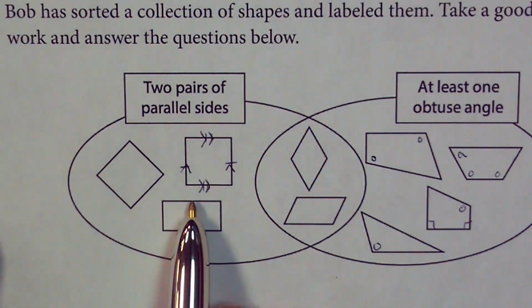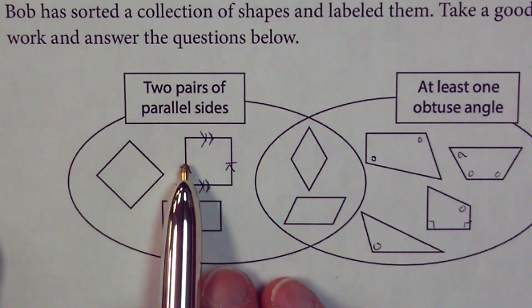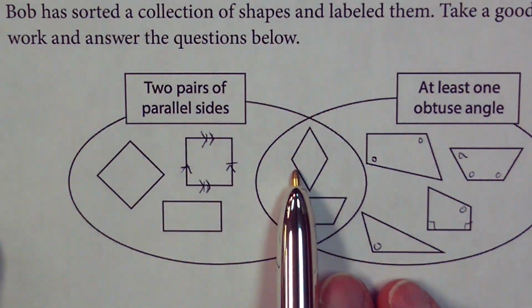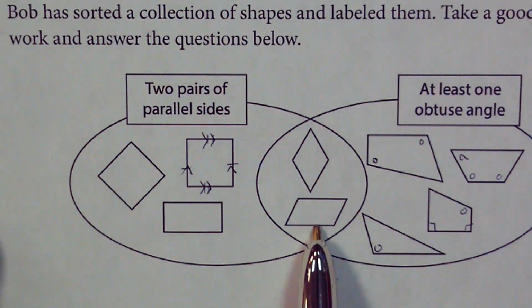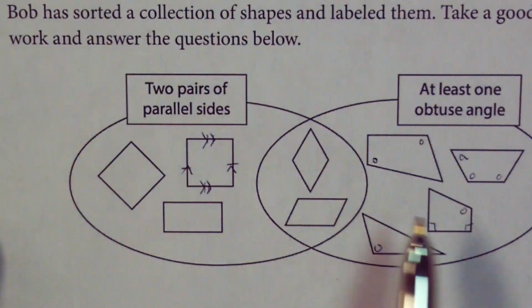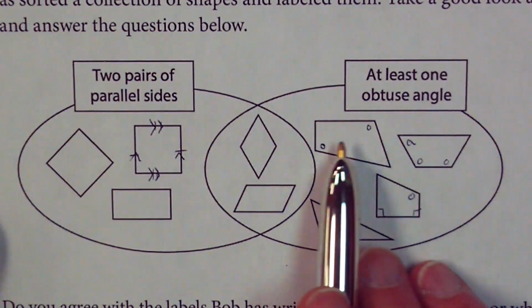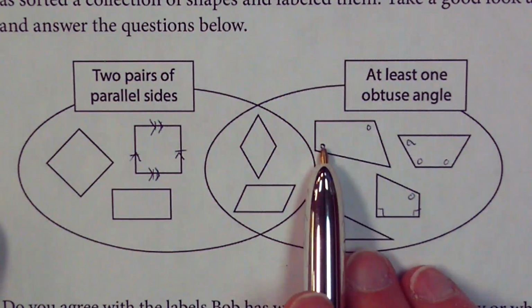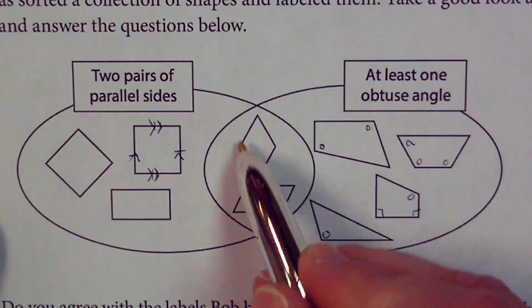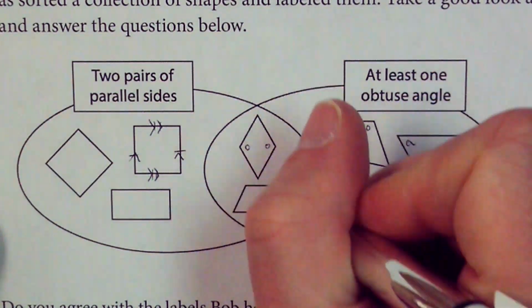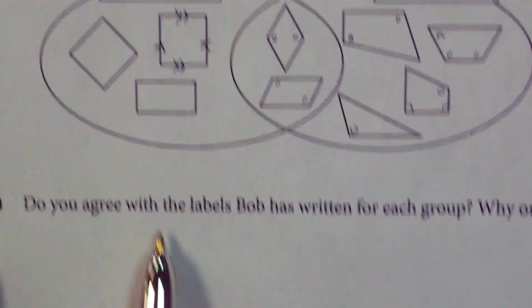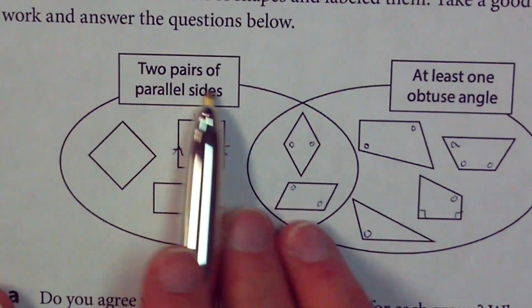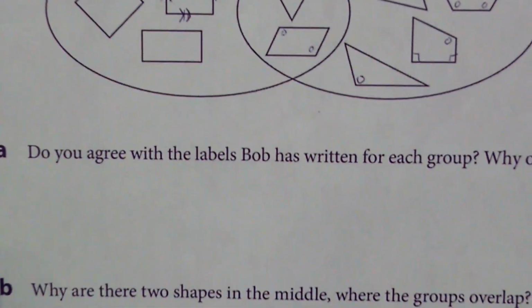2 pairs of parallel sides. That does look parallel. These look parallel. Those look parallel. Those look parallel. Okay, so far I like it. At least one obtuse. And then these are these 2 angles. These are obtuse. These are obtuse. Yeah, so I do agree. Why? Because he sorted them based on parallel sides and obtuse angles.